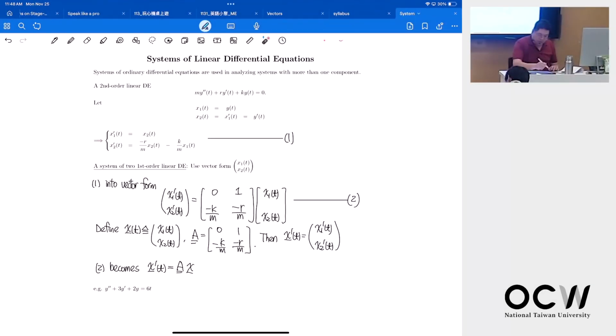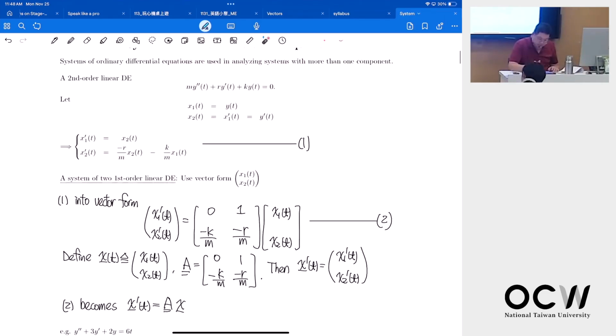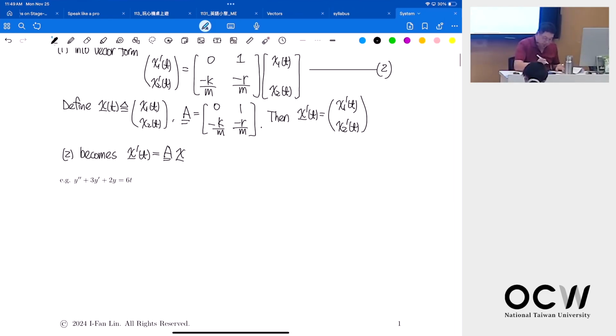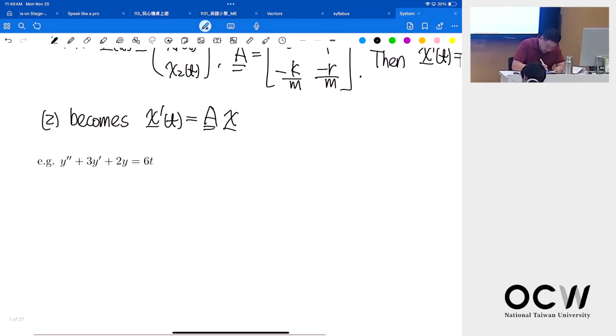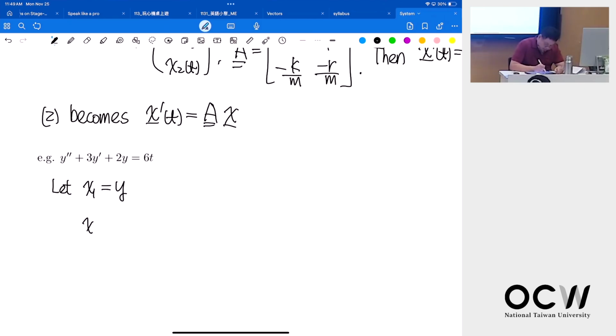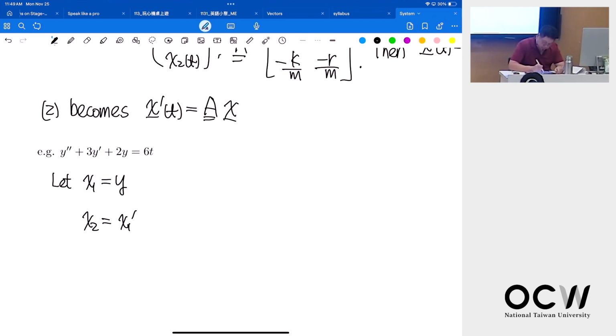Right, so now let's see. First, it is second order, right? So I know that I should have two state variables, so I will say x1 and x2. So x1 will be equal to y. Then x2 equals x1 prime. So follow the same procedure: just let x1 equal y. Then x2 equals x1 prime, which is y prime.